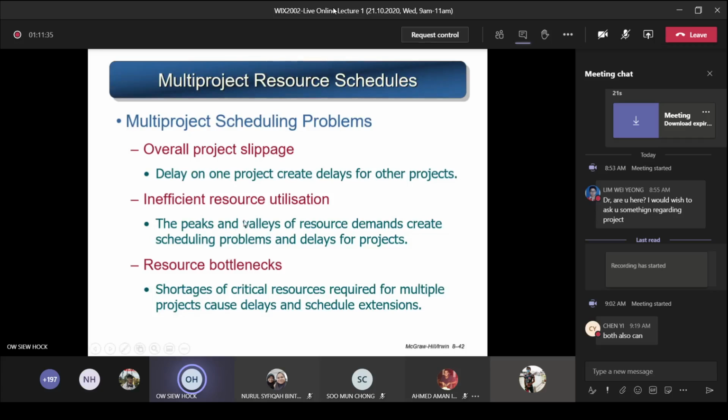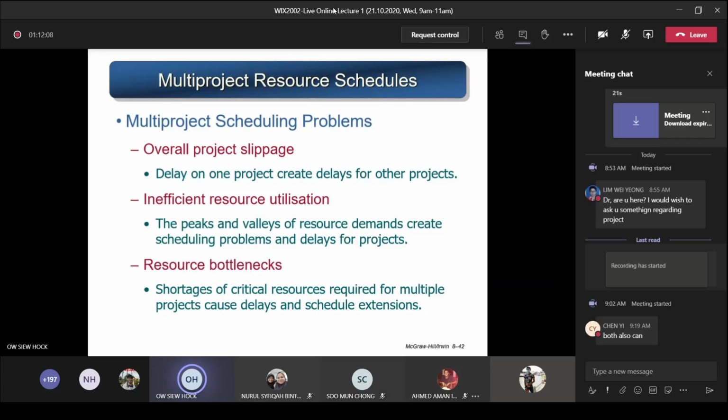So next, inefficient resource utilization. You can see the peaks and valleys of resource demands create scheduling problems and delays for projects. Sometimes peaks mean you have a maximum need, then valleys mean you go up and down, up and down. With this fluctuation, sometimes you need a lot, sometimes you don't need. That creates a demand that gives you delays for some projects. You need the maximum, but you don't have it. And when it varies and goes down, you don't need it, then it's idle, it's wasting your resources. So it becomes inefficient resource utilization.